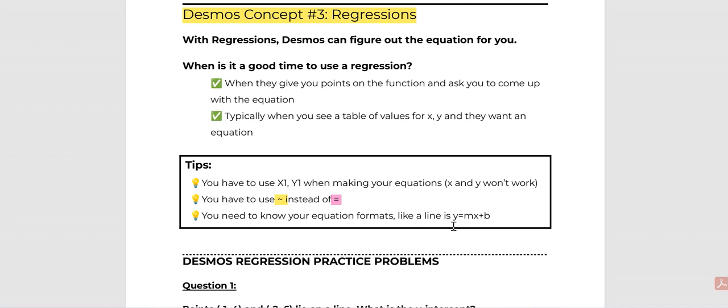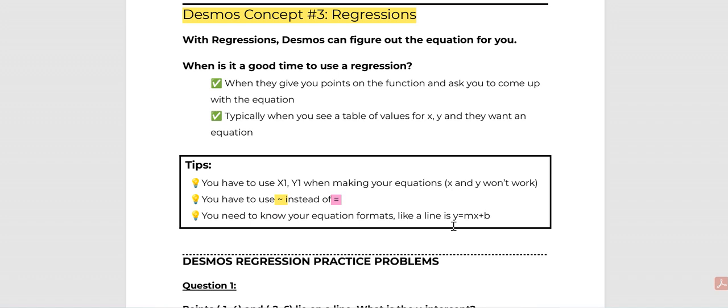When is it a good time to use a regression? Just the first one where they give you pointers on the function and ask you to come up with the equation. And the second one, typically when you see a table of values for x and y, and they want an equation.